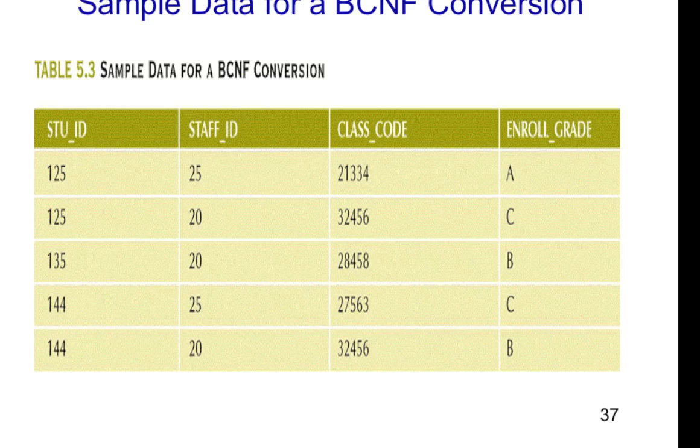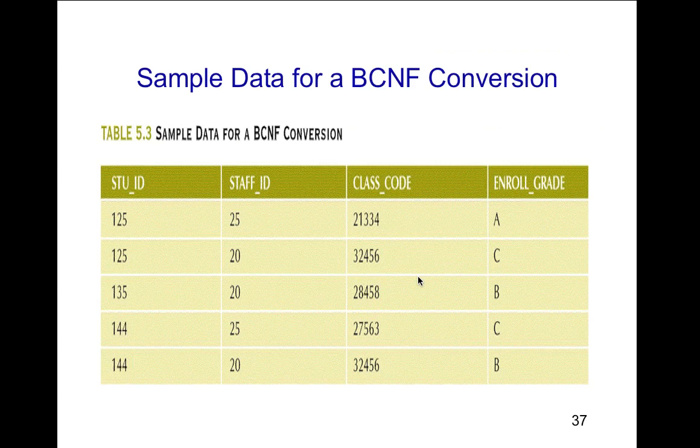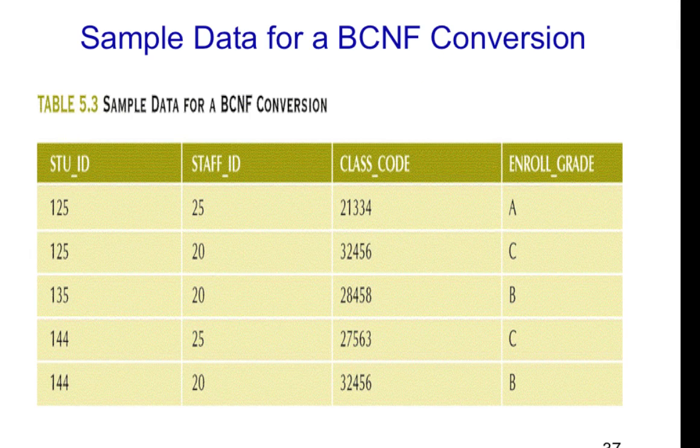All right, now what do we have? Let's take a look at our table. Here's the sample data for the BCNF conversion. Instead of looking at the ABCs, it might make more sense if you look at it this way. So we have student ID, staff ID, class code, and enrollment grade, where this student 125 is assigned to this staff 25. We also have 144 assigned to 25. The class codes are all different, and the grades don't really matter. They matter to you, they don't matter to me. So we have the class codes that are associated with it.